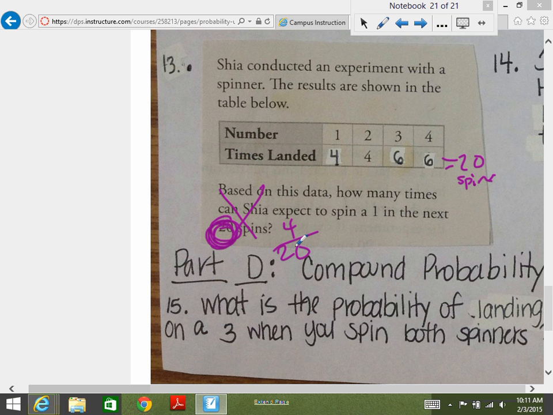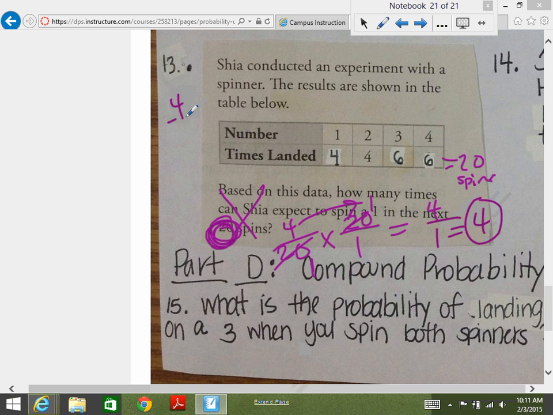Or what's the quicker way? Multiply her probability times 20, because she's going to do it 20 more times. What do I put underneath this 20? A 1. Okay, now I'm going to cross cancel here to make this easier for me. And I get 4 over 1, which is 4.